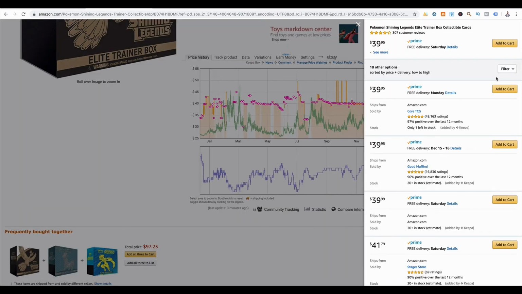This is kind of Amazon's new thing. I don't really like it. I don't like the way it looks. And then I also don't like that I can't have Keepa even bigger. But nevertheless, it's what you have to work with. A few different listings now.